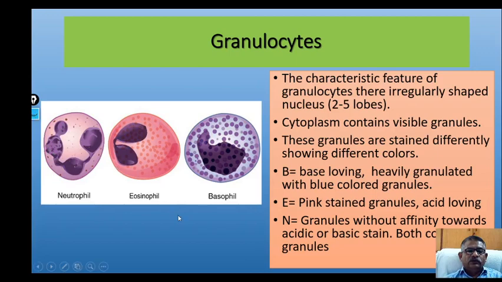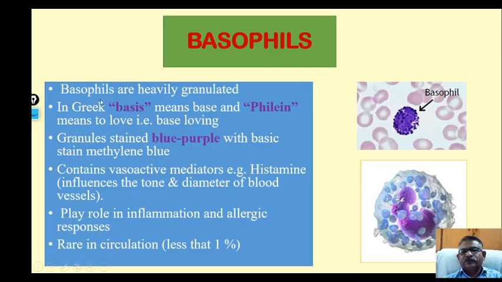Now in detail, when you talk about the granulocytes, first basophils. As I stated, basophils are heavily granulated. In Greek, basis means base and philein means love, so base loving, the granules are base loving. Under a light microscope, in stained preparations of blood film, you will find this type of appearance, with the cytoplasm heavily populated with granules. Granules are stained blue purple with a basic dye such as methylene blue.